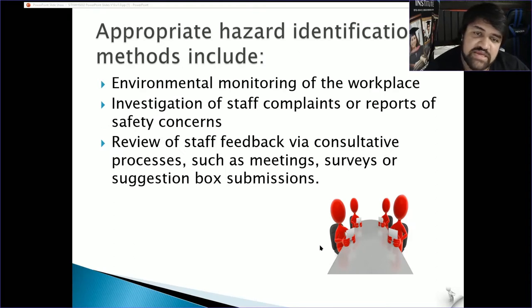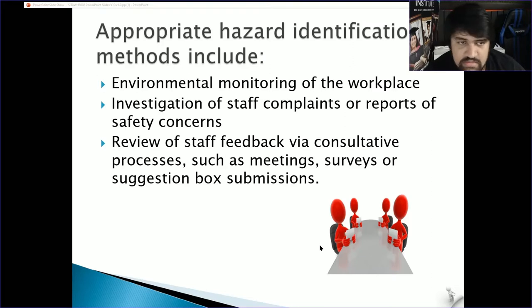Appropriate hazard identification methods include environmental monitoring of the workplace, investigation of staff complaints or reports of safety concerns, review of staff feedback via consultative processes such as meetings, surveys, or suggestion box submissions. So I always say, have open communication with the people that you work with, your boss, your colleagues. If you talk to each other, everything comes out ultimately. People don't want to stay quiet if it's bothering them.